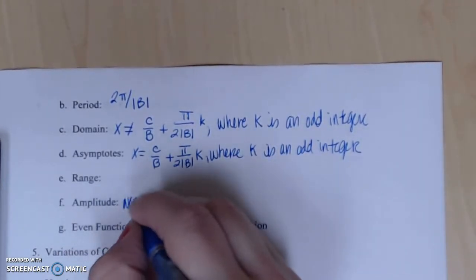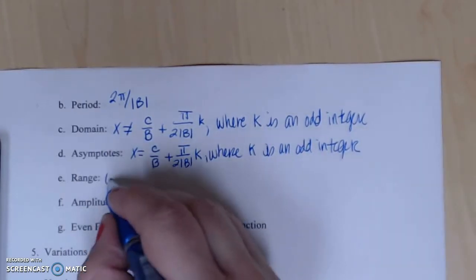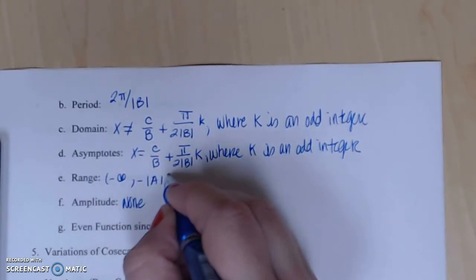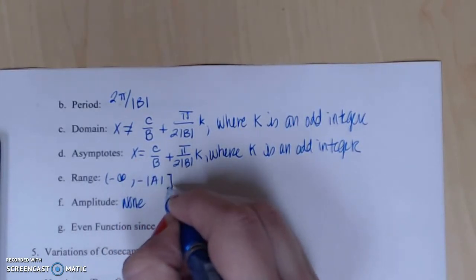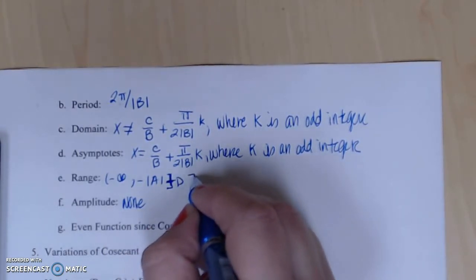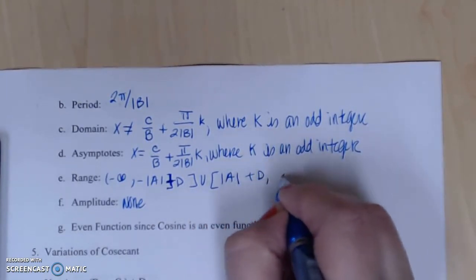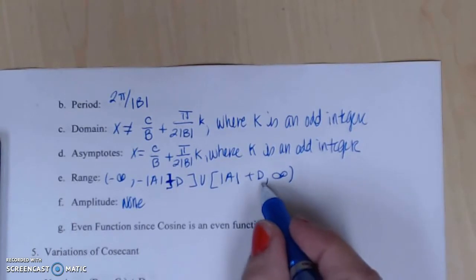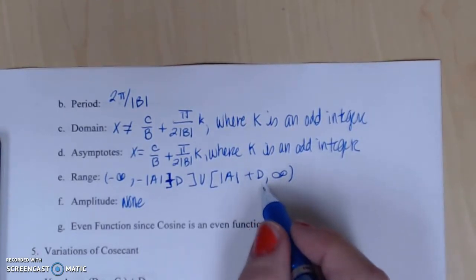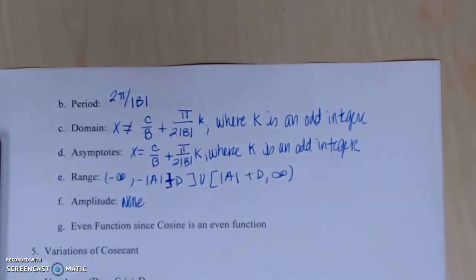There is no amplitude. The range is from negative infinity to negative absolute value of A plus your D value, wherever it's shifting, unioned with the absolute value of A plus D to infinity. So this kind of accounts for this midline. If you remember back, midline was y equals D. And this is an even function because cosine is an even function.